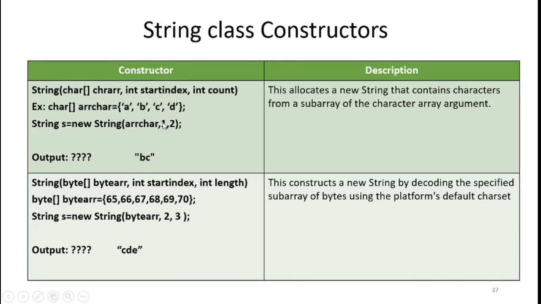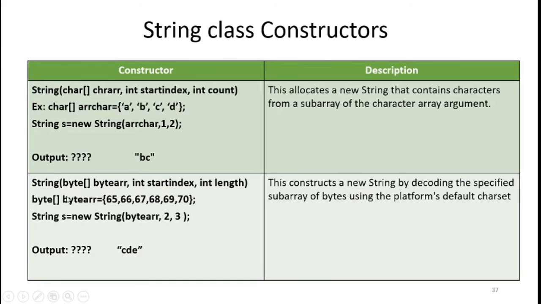So what is the start index in this array? 1. Where is 1? 0, 1. So 1 is at B. And how many characters are to be considered in the substring? Two characters. So B and C. These two characters will come into this S object as a string. So the output will be BC. S will have the value BC.